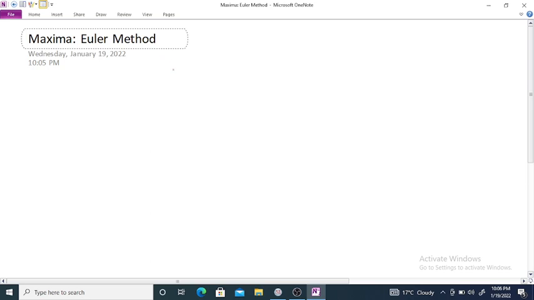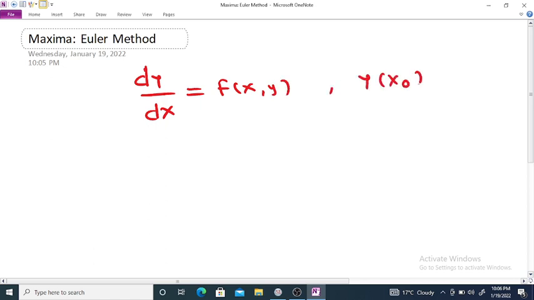Euler method using Maxima Software. Consider an ordinary differential equation of the type dy by dx is equal to f of x, y with initial condition, say y of x0 is equal to y0.